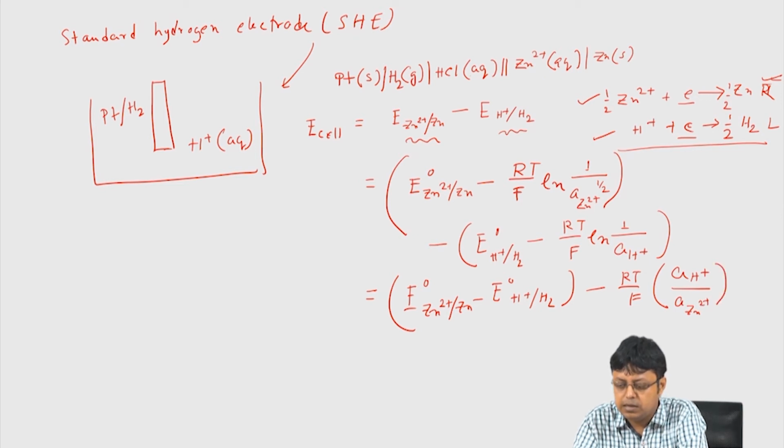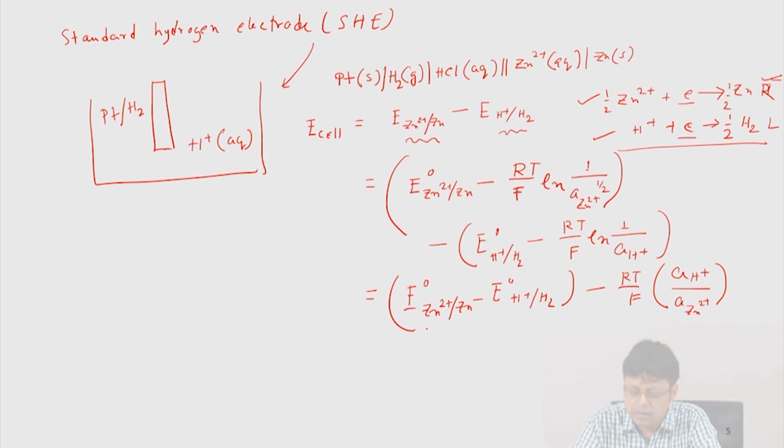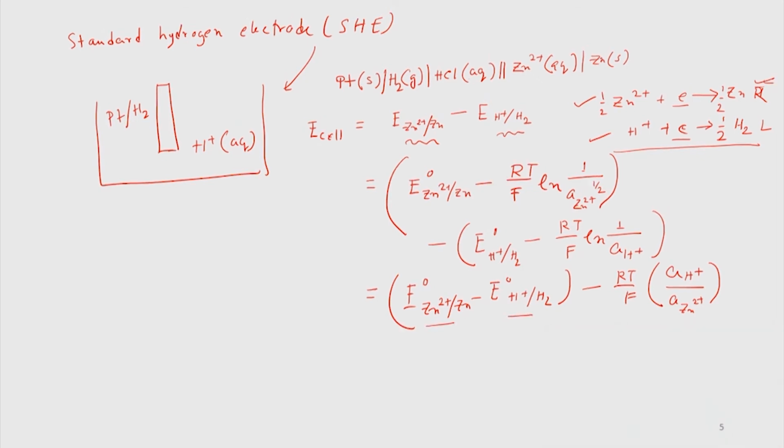Now, what you see here is very interesting, or we could write it as a plus sign and A zinc 2 plus divided by A H plus. Here we need to know again the E0 values of H2 and H plus, but here the definition is the E0 values are always measured with respect to this electrode. So, this one we take it to be 0, so that whatever E0 we are measuring is actually the E0 of the other half cell itself.